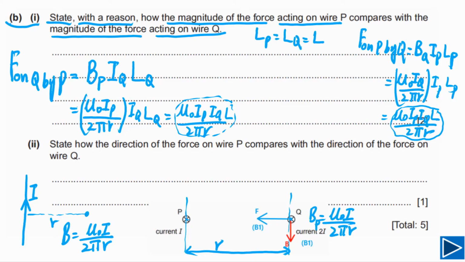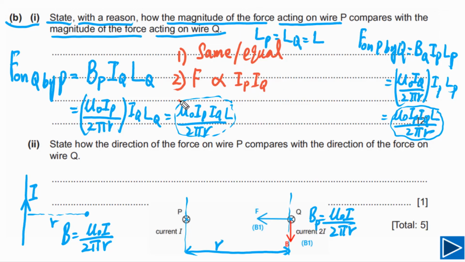So simply we can say the force on wire P and the force on wire Q are the same. So the first thing we can say is same, or you can say equal. So the force on P due to Q and the force on Q due to P are the same, or equal. Forces are equal in magnitude. The second, you need to give a reason. So in this case we can say force is proportional to IP and IQ. So it's proportional to the product of IP and IQ. So that's the reason forces are the same.